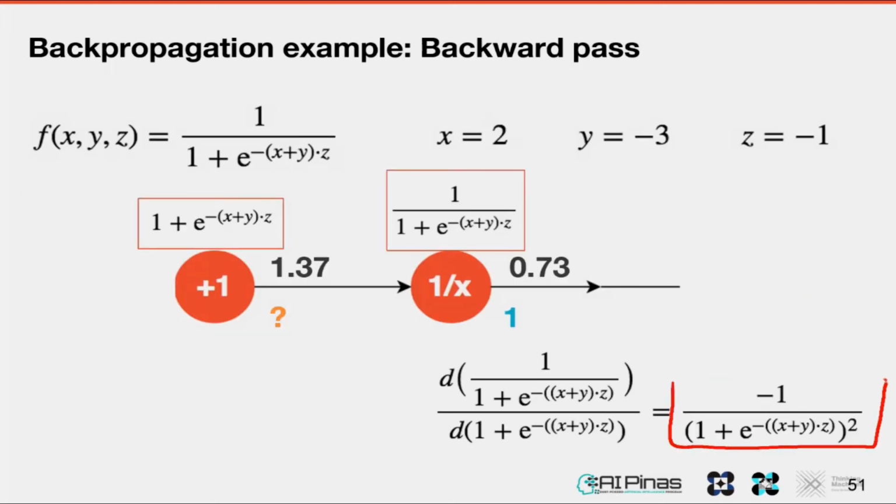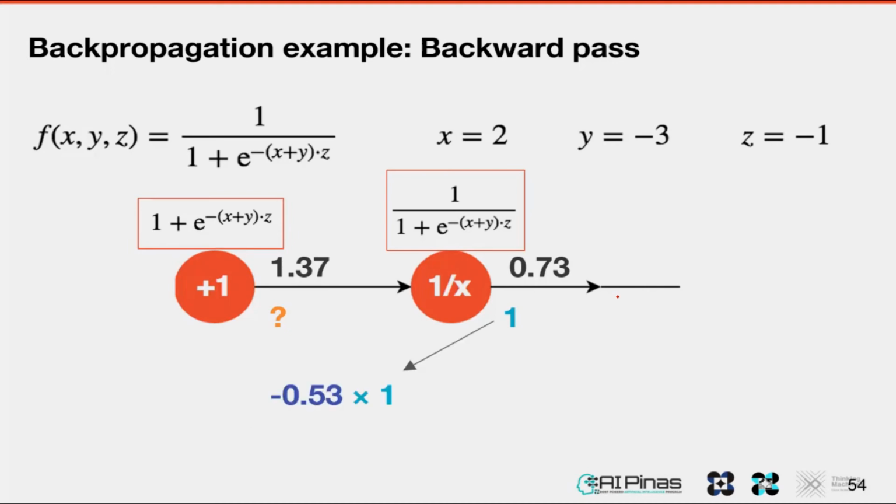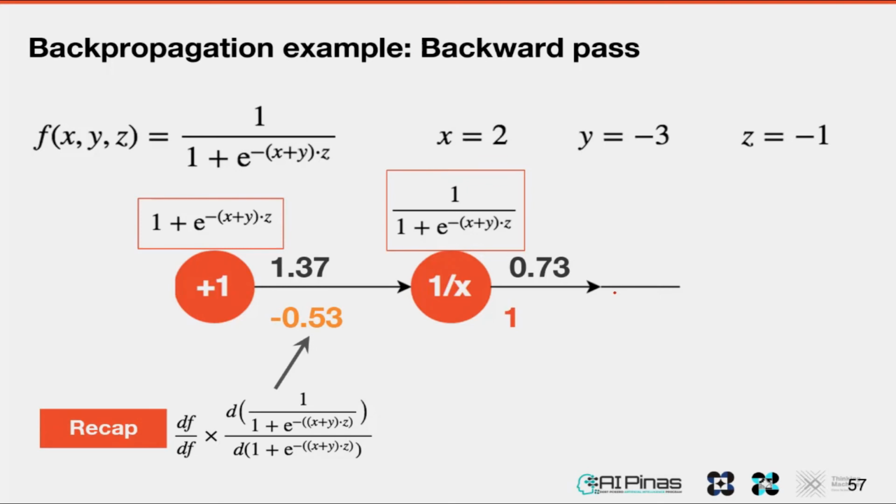But we don't stop there. We want a numerical value. To do that, we plug in the original values of x, y, and z, and we get -0.53. Remember that we need to multiply that to a local gradient of the function on the right, and again we get -0.53. Let's write that down here. Here's a recap of what we just did. Feel free to pause the video to review.